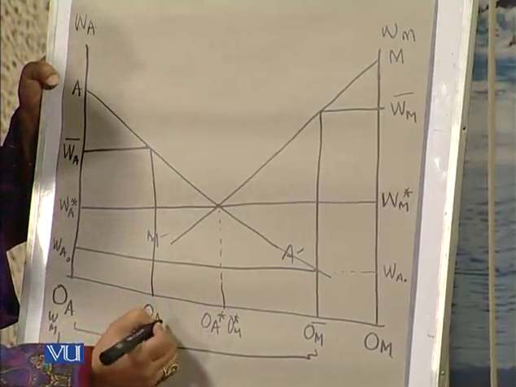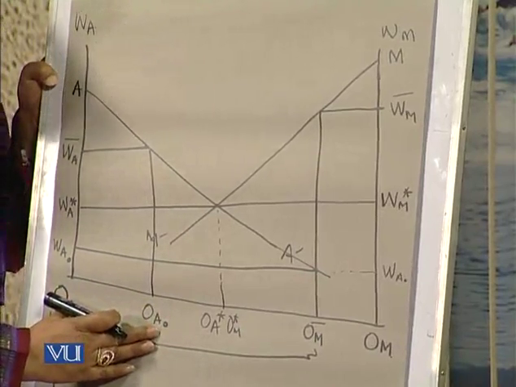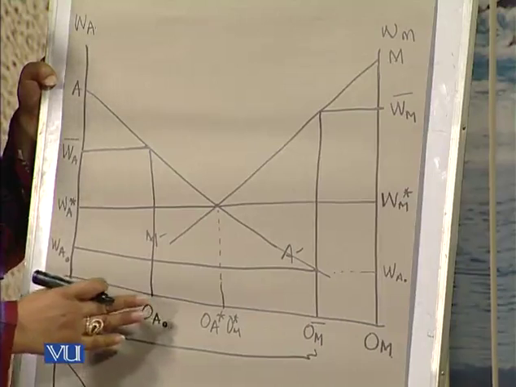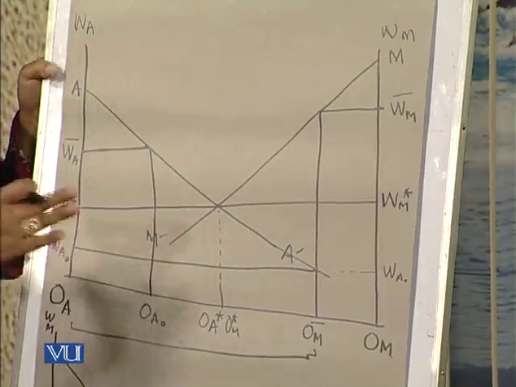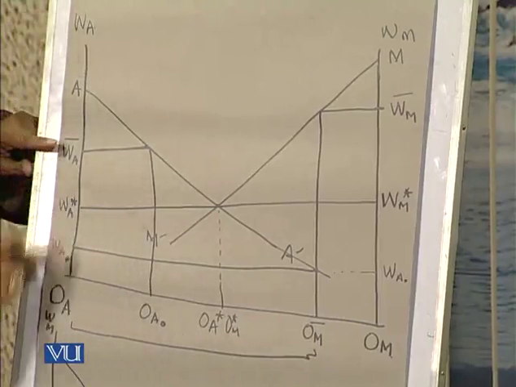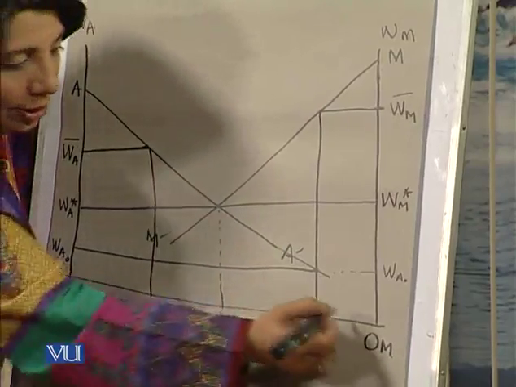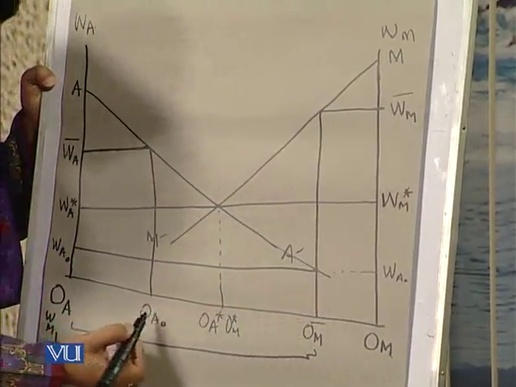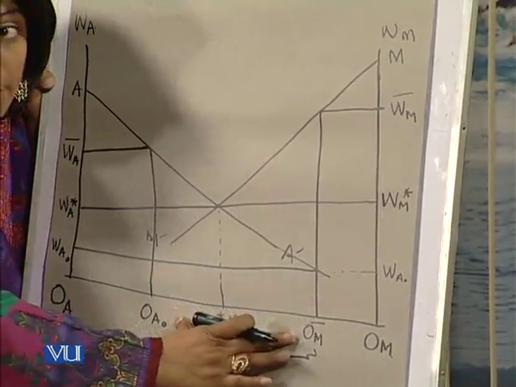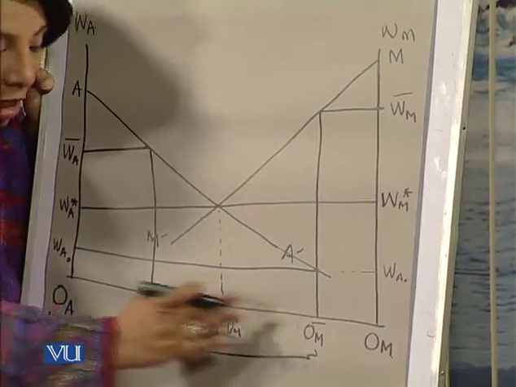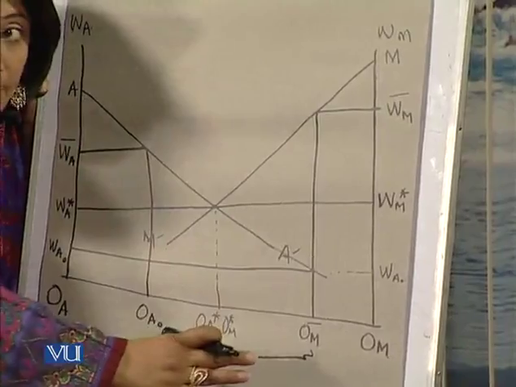OA naught will be the level of people, or the labor force, which will be working in the rural sector, the agriculture sector, because the wages have gone up, right? And as far as this difference is concerned, you can see over here that from OA naught up to OM bar, this whole area is made up of the people who have migrated from the agriculture sector towards the urban area, right?